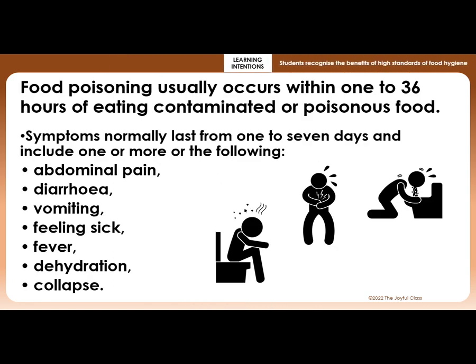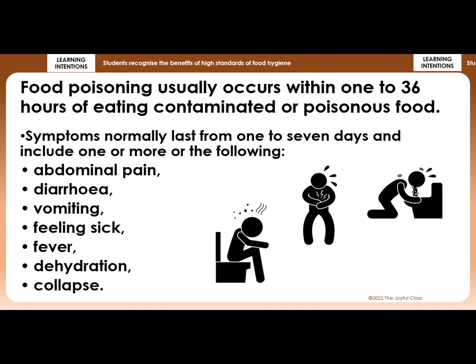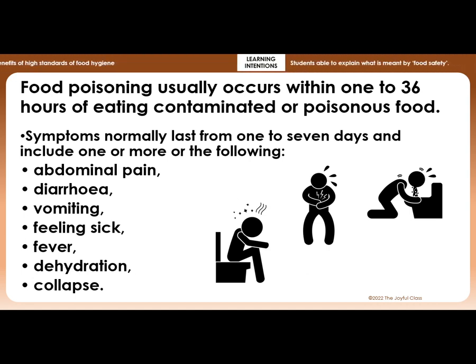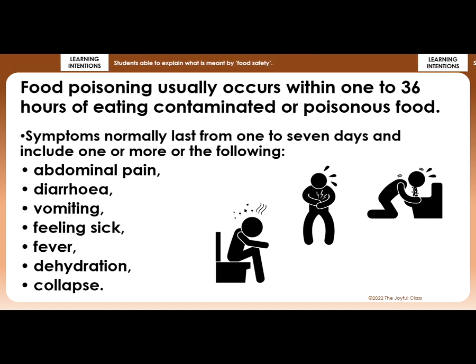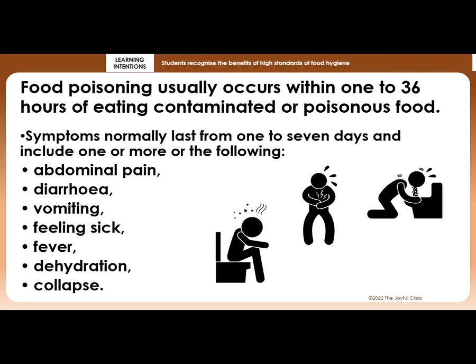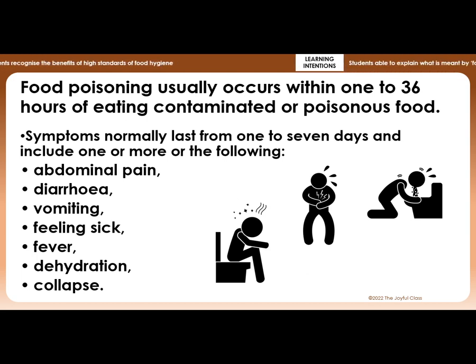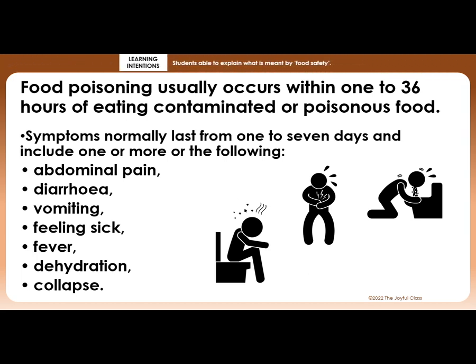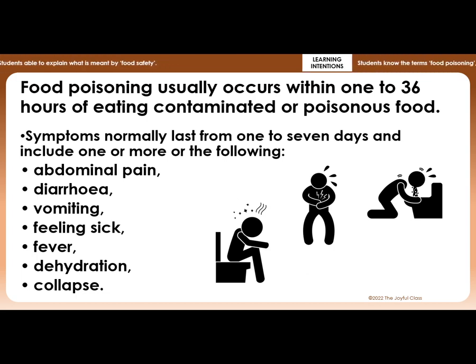Food poisoning usually occurs within 1 to 36 hours of eating contaminated or poisonous food. Symptoms normally last from 1 to 7 days and include one or more of the following: abdominal pain, that's a real cramping in your stomach, diarrhea, vomiting, feeling sick or nausea, fever, dehydration or collapse.